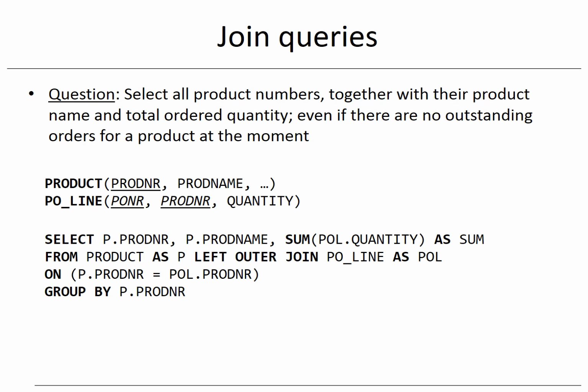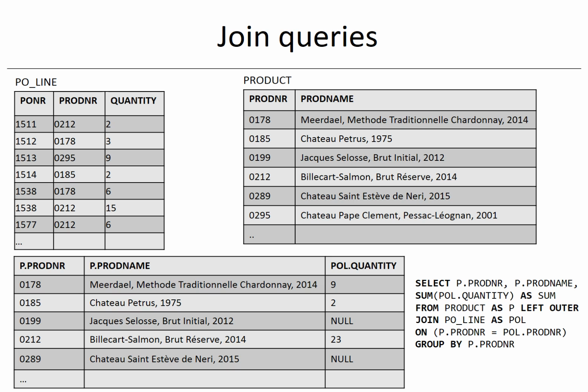More specifically, the SQL query becomes: select p.prod_number, p.prod_name, sum(pol.quantity) as sum from product as P left outer join PO_line as POL on p.prod_number equals pol.prod_number group by p.prod_number. Let's see how it works. First, the product and PO line table are joined using a left outer join based on product number. This means that all products will be included, even if they are not included in any purchase order line.